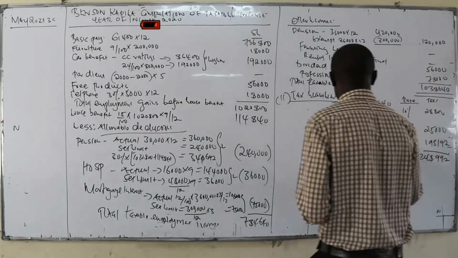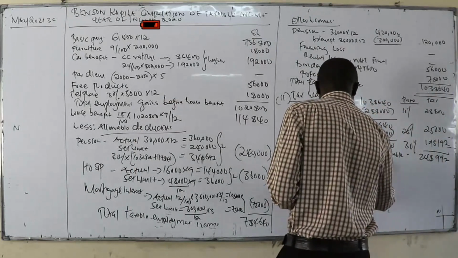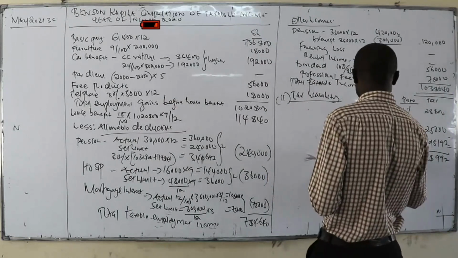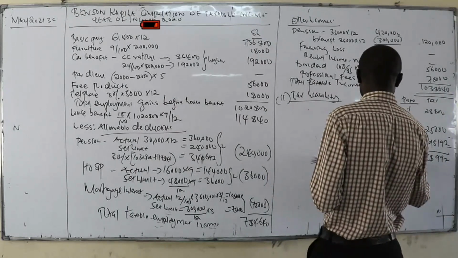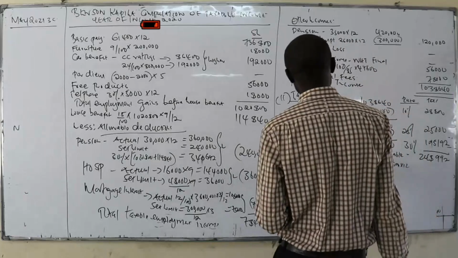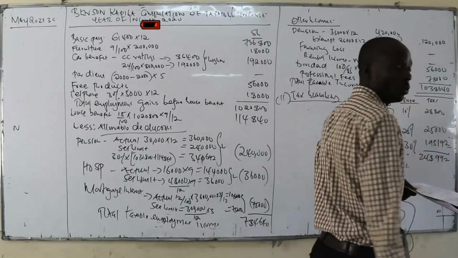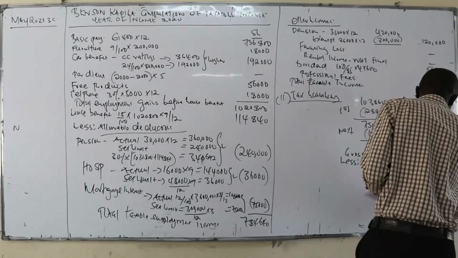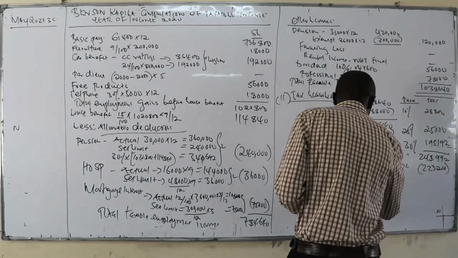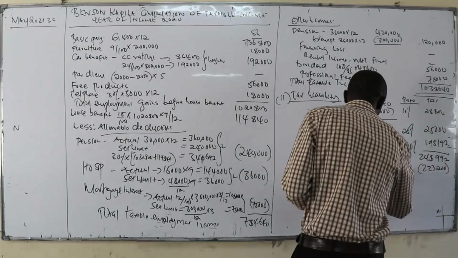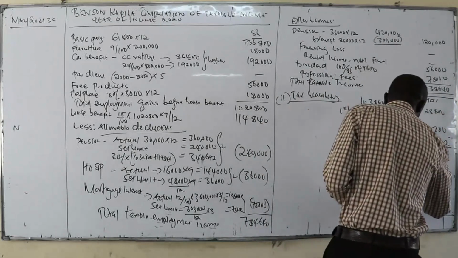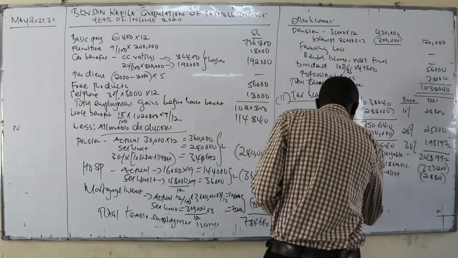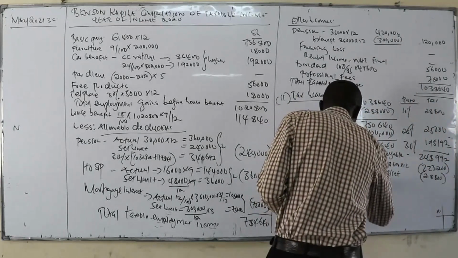248,992. Then you less pay as you earn. Pay is how much? 18,600 times 12. Unakuja ngapi? 223. You also less personal relief, which is 28,800. Then you less insurance relief.